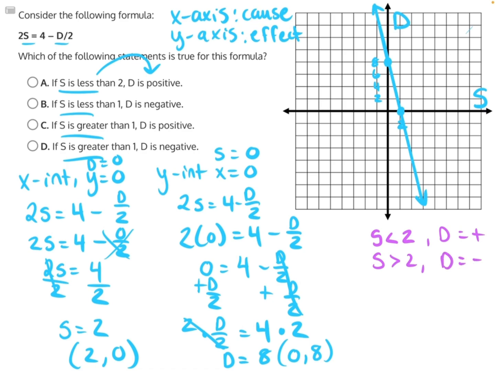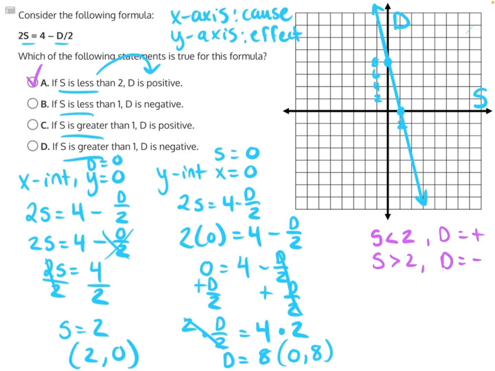A says if s is less than 2, d is positive. And that perfectly matches one of our statements, the first one that we made. So that makes A our correct answer. But let's go through the other options and see why they were wrong.